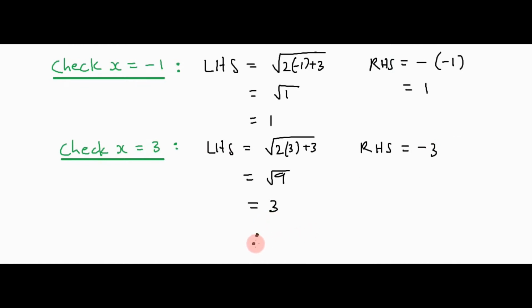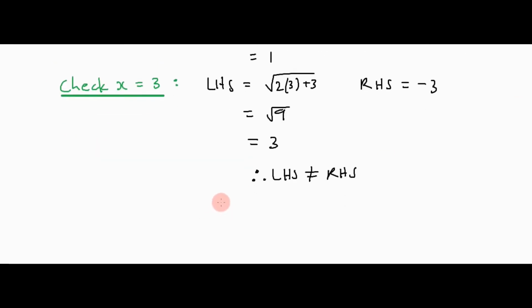So we can see here that the left-hand side doesn't equal the right-hand side. So that means that x equals negative 1 is the only valid answer. So x equals negative 1 only.